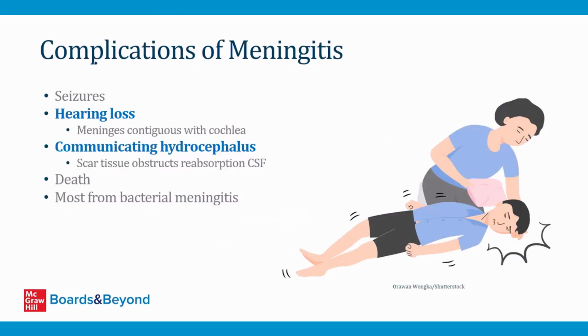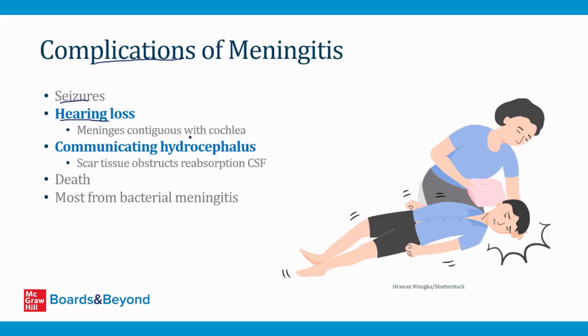Let's talk about some of the complications of meningitis. So first of all, patients with meningitis often develop seizures when they are acutely ill. All that inflammation in the meninges can irritate the brain itself, and this can trigger the onset of seizures. This is relatively rare in the modern era where we have antibiotics, but years ago when we had no good treatments for meningitis, hearing loss was very common in patients who recovered from meningitis.